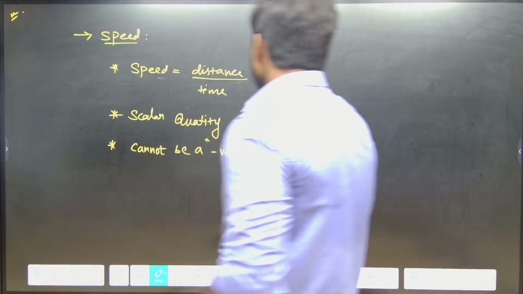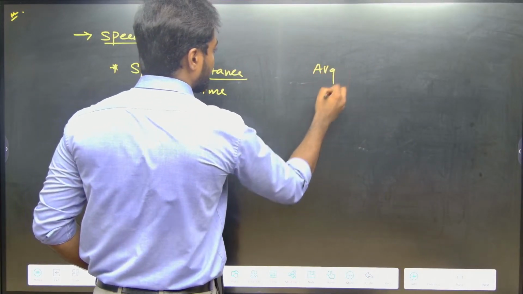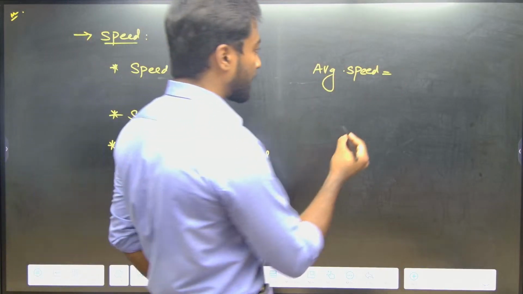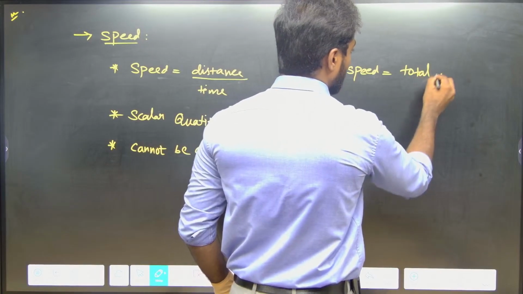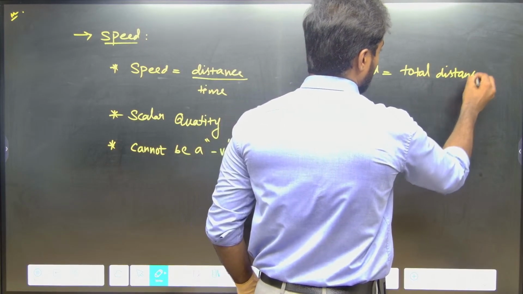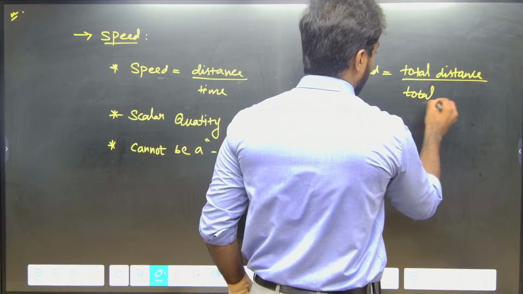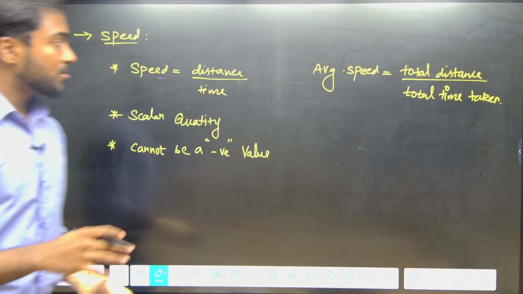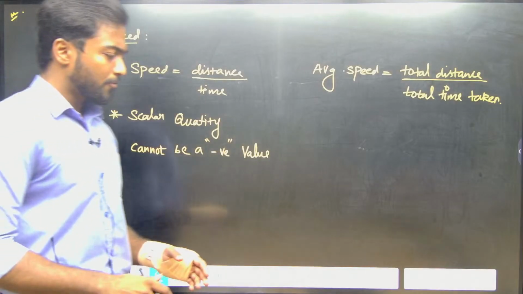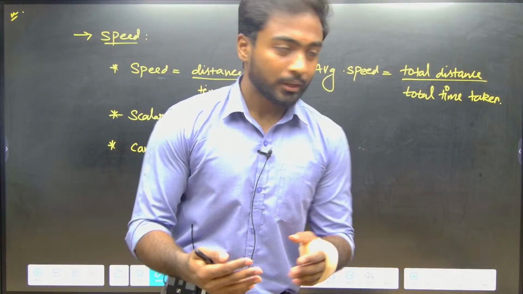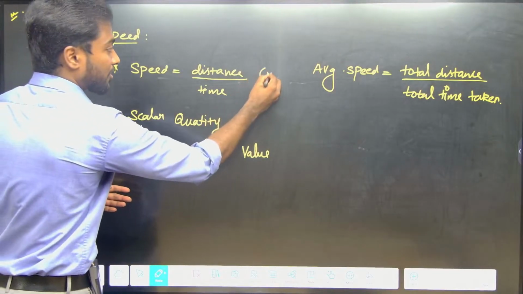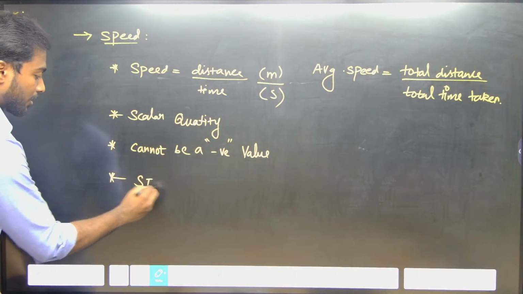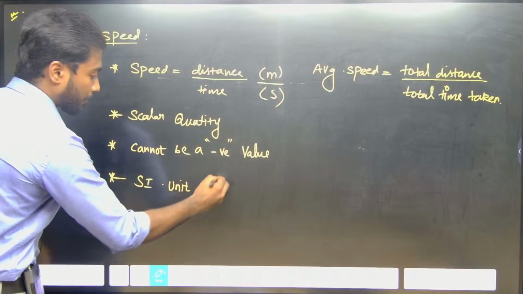Then we talked about average speed. Average speed is the total distance by the total time taken. The SI unit of distance is meter and the SI unit of time is seconds, so the SI unit of speed is meter per second.